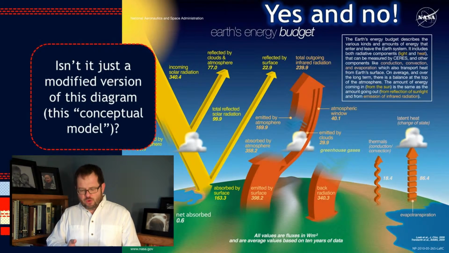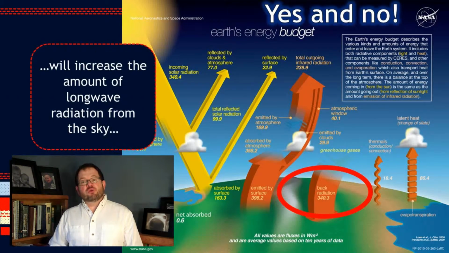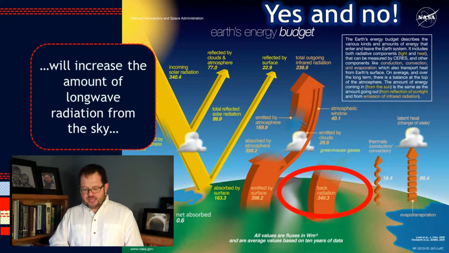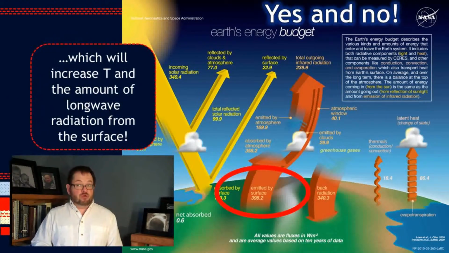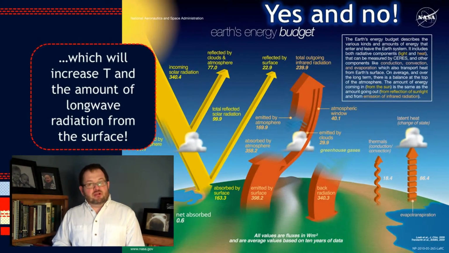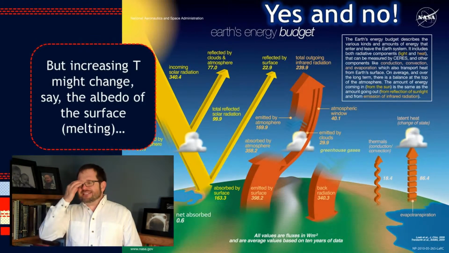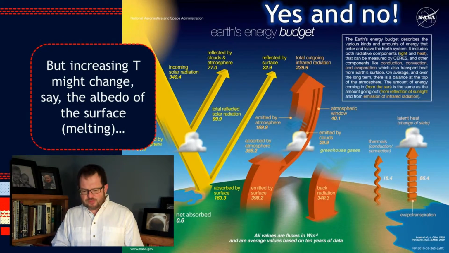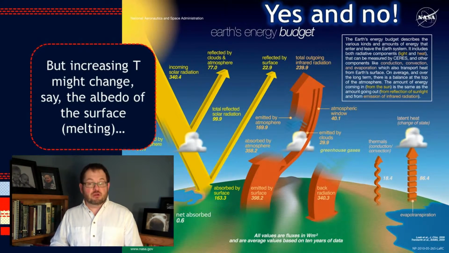Well, yes and no. I like the idea that we're going to take the greenhouse gases and modify their concentrations, and that will change the amount of long-wave radiation coming down from the sky back to the surface of the Earth. That's true, and I like the idea that that's going to increase the temperature of the Earth, which will, by the Stefan-Boltzmann law, increase the amount of long-wave radiation the surface is emitting upward and so on. But it gets a lot more complicated than that because of other things that will change when you change the temperature. For example, increasing the temperature might also change the surface albedo of the Earth.